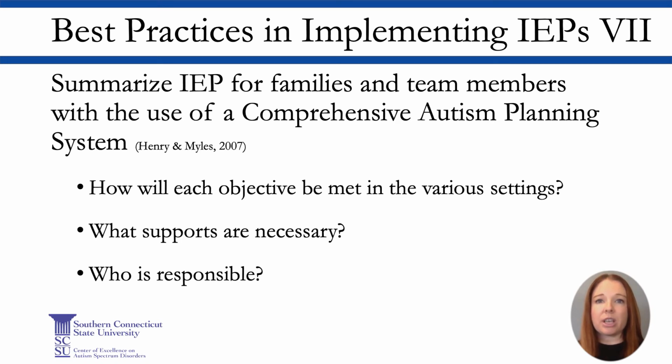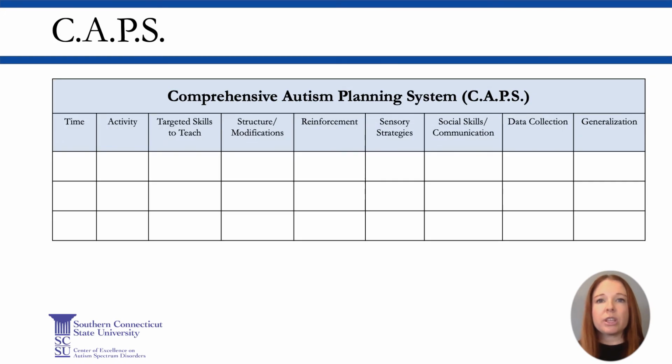It outlines how each objective will be met in various settings across the school day, what supports are necessary throughout the school day, and who is responsible. This is the Comprehensive Autism Planning System, or CAPS. It's referenced here and in our guidebook. Again, this is a really useful tool for teams to use to summarize the key components of an IEP into a readable document for all.